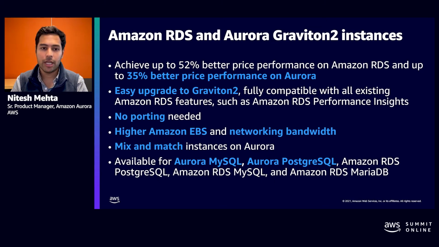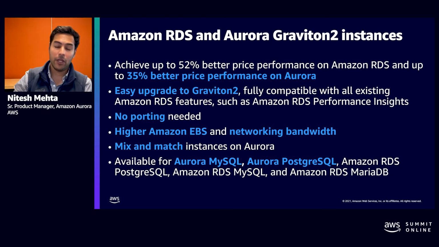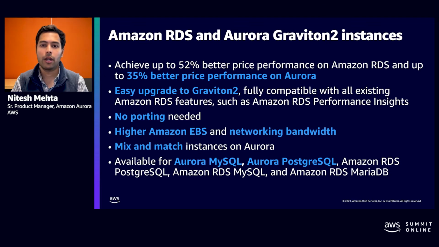And like I mentioned, now the Graviton2 instances are available for Amazon Aurora MySQL and PostgreSQL, and we have also supported these instances on our RDS offerings, which are RDS PostgreSQL, RDS MySQL, and RDS MariaDB. So with this launch, we have complete support on all our open source database offerings.